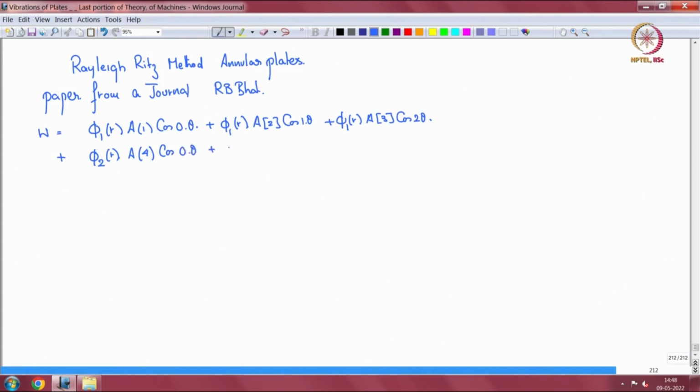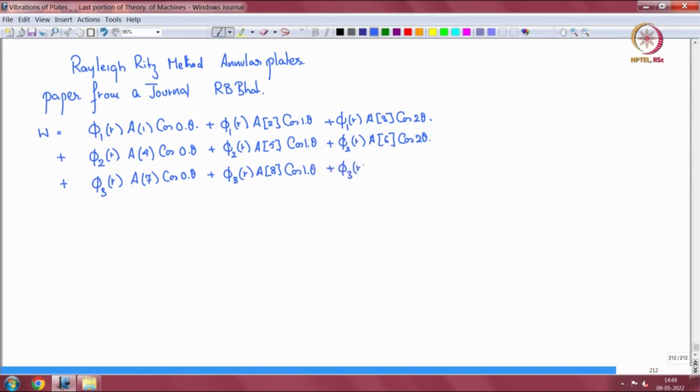so axisymmetric, plus phi 2 of r a5 cos 1 theta, plus phi 2 of r a6 cos 2 theta, plus the next level in the radial direction, a7 cos 0 theta, plus phi 3 of r a8 cos 1 theta, plus phi 3 of r a9 cos 2 theta. So this bracket and that bracket, they are the same. So this is same, this is square.